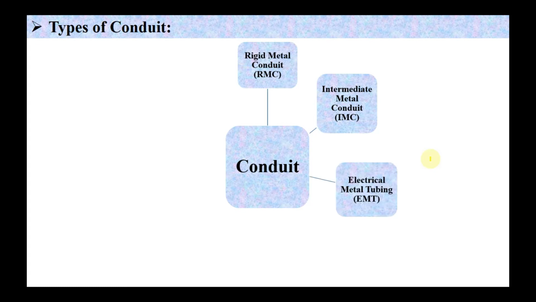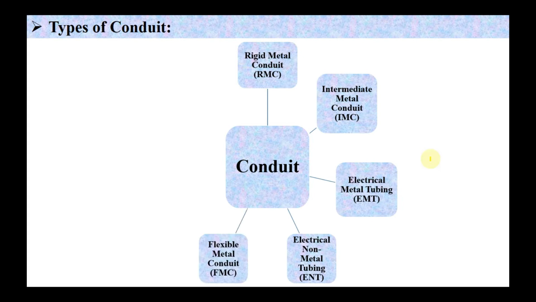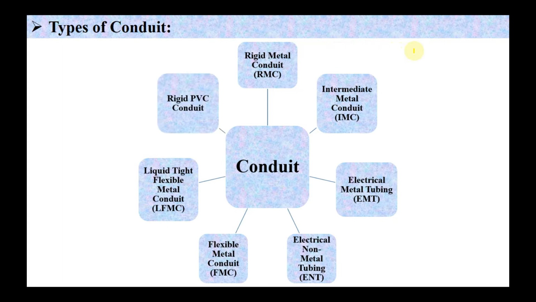The third one is electrical metal tubing, known as EMT, and it's very important because it has a wide range of use. The other one is electrical non-metallic tubing, known as ENT. The next one is flexible metal conduit, known as FMC. The next one is liquid tight flexible metal conduit, known as LFMC. The last one is rigid PVC conduit. We will discuss all these conduits one by one. We will learn what material these conduits are made of, and we will also build an understanding of which conduit would be used in a specific area. So now let's discuss all these conduits one by one.